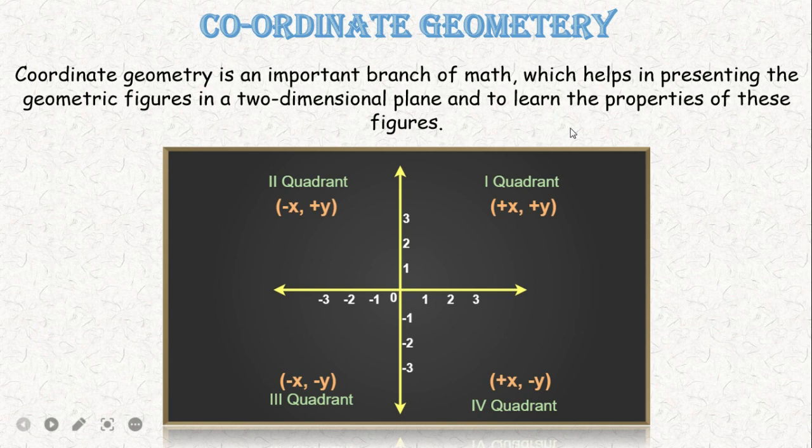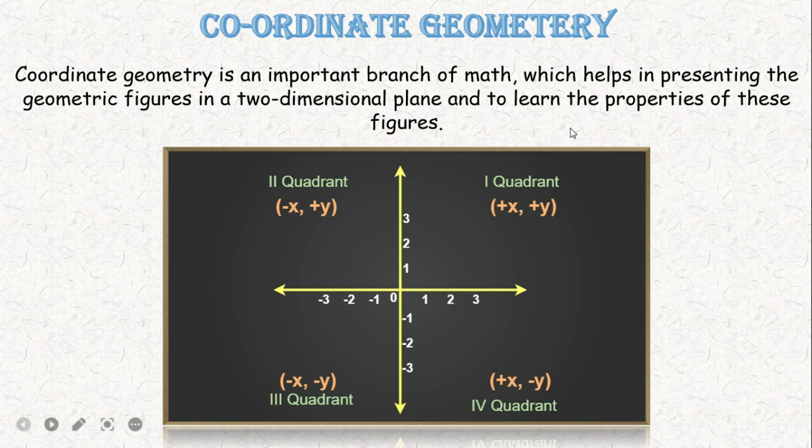Today we are going to discuss an important branch of maths, that's coordinate geometry. Now what is coordinate geometry? Coordinate geometry is a branch of math which helps in presenting the geometric figures in a two-dimensional plane. Here we just show the geometrical figures in the two-dimensional plane to learn their properties and figures.